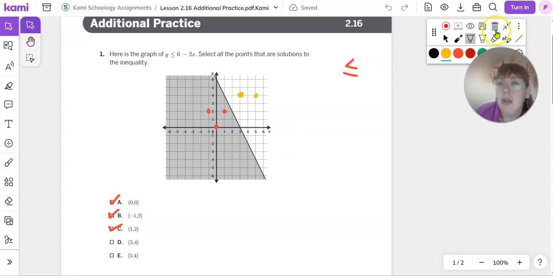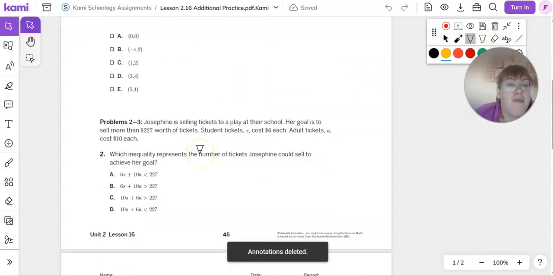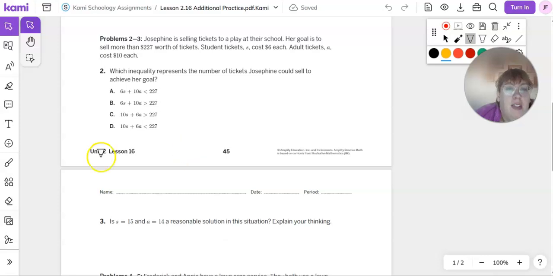And then scroll down to number 2. This says Josephine is selling tickets to a school play at their school. Her goal is to sell more than $227 worth of tickets. Student tickets, S, are $6 each, and adult tickets, A, are $10 each. So which inequality represents the number of tickets that Josephine could sell?